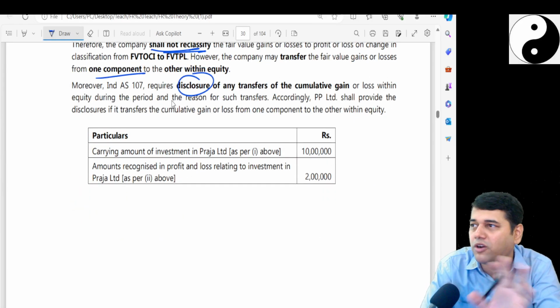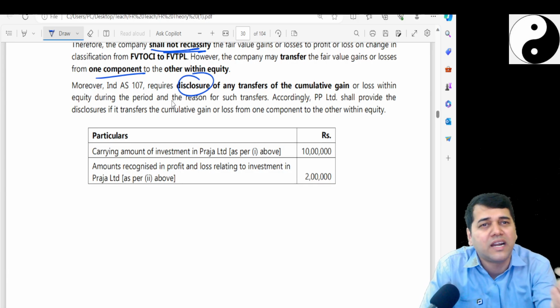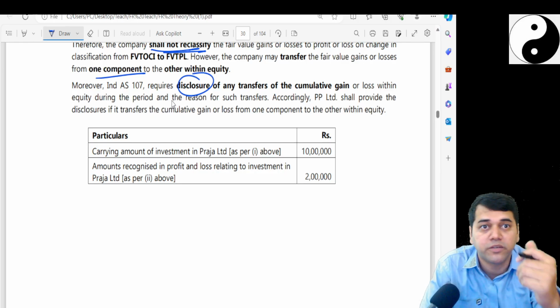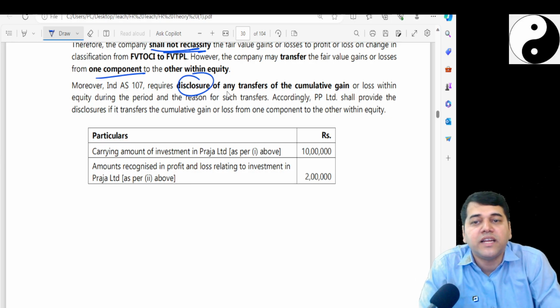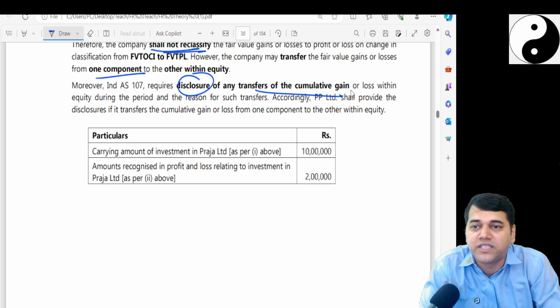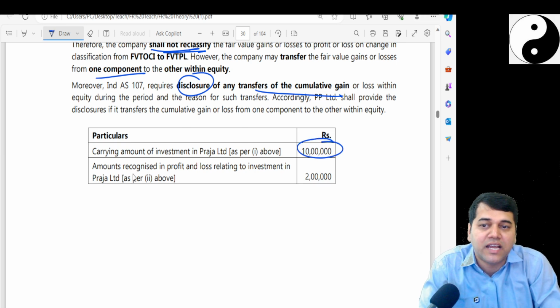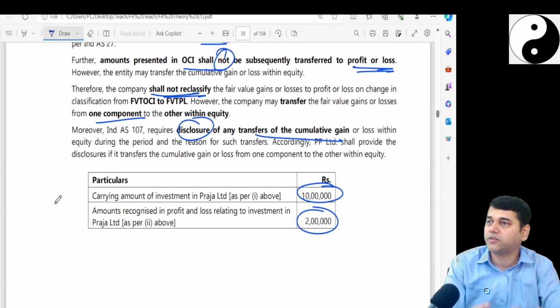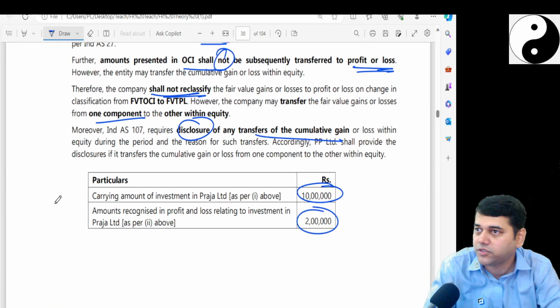Moreover, 107 is a disclosure standard. We are not going to talk about any disclosure standard because hardly 1 or 2 questions are there in your entire history of Ind AS exams. So let us focus more on the measurement problems. They say to disclose any of the transfers done. Accordingly, they have to provide disclosures telling that the carrying amount is 10 lakh and the amount recognized in the P&L is 2 lakhs. This is the disclosure you need to give. Are you clear about this? Okay.